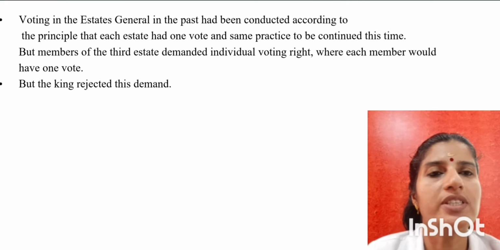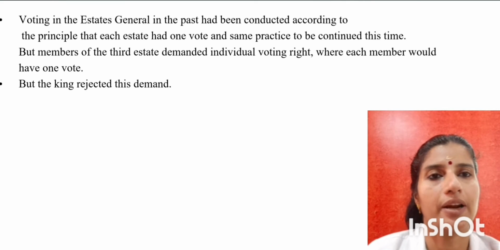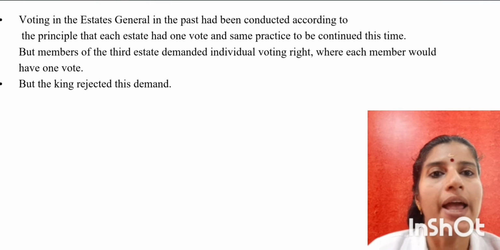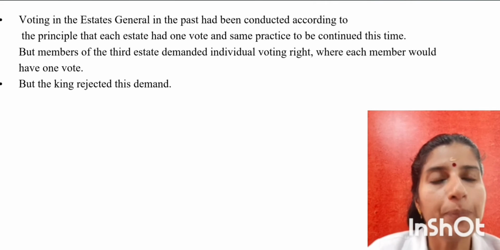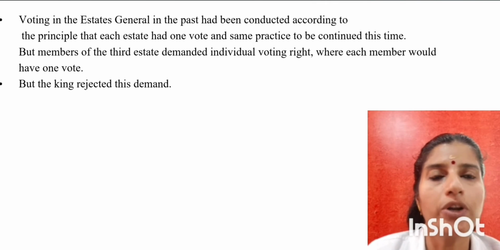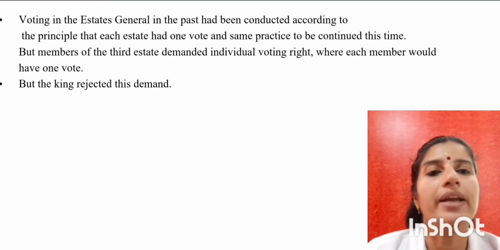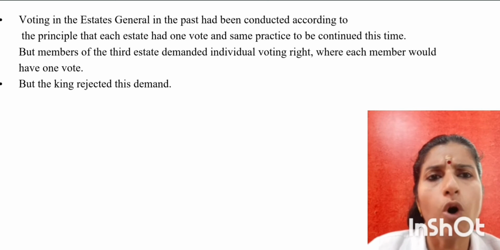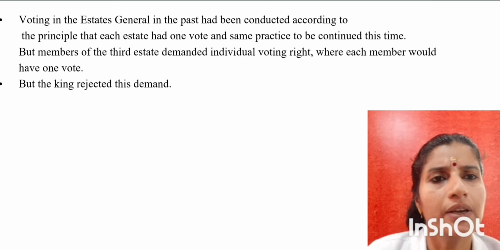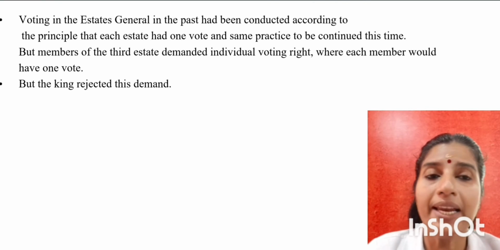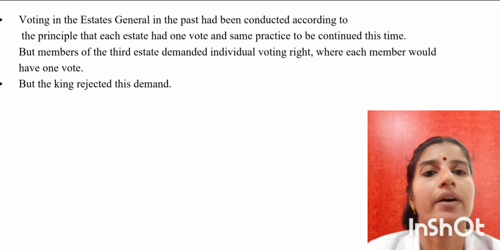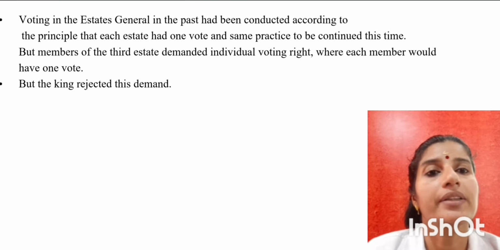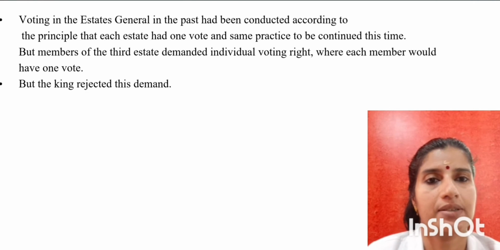Now, what was the voting system in the Estate General? Voting in the Estate General in the past had been conducted according to the principle that each estate had one vote. It means first estate had one vote, second estate had one vote, and the third estate had one vote. But what should be the voting system in a democracy? Yes, all the people eligible to vote should be given the right to vote. But that was not there in France.